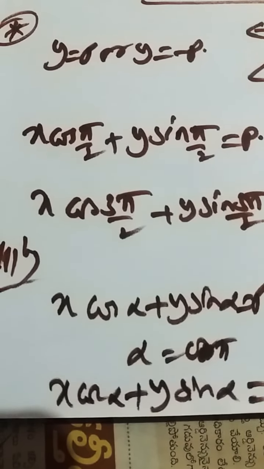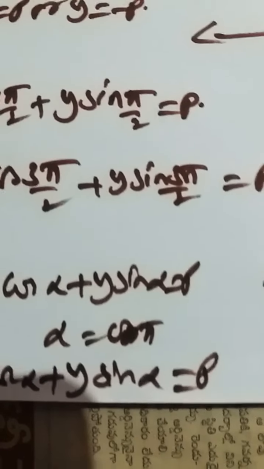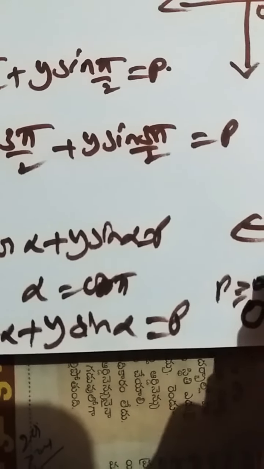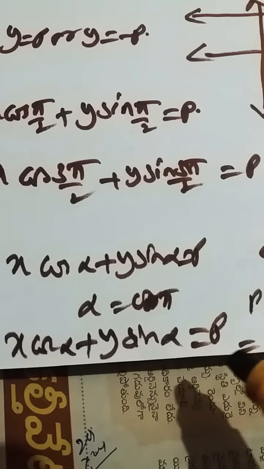What about the values of alpha? Alpha always lies between 0 and 2 pi. And what is the value of P? P is always greater than or equal to 0. So in any case, our equation of the line is x cos alpha plus y sin alpha equal to P.